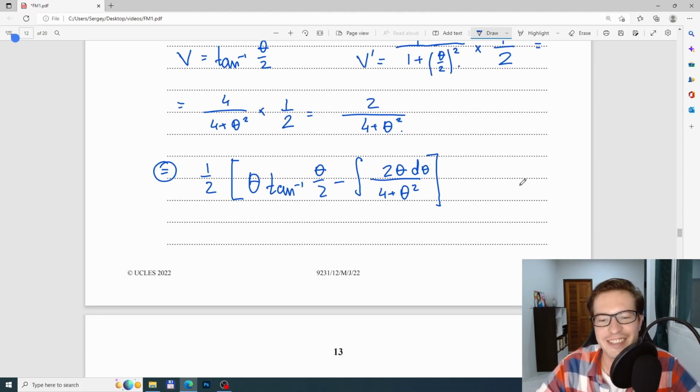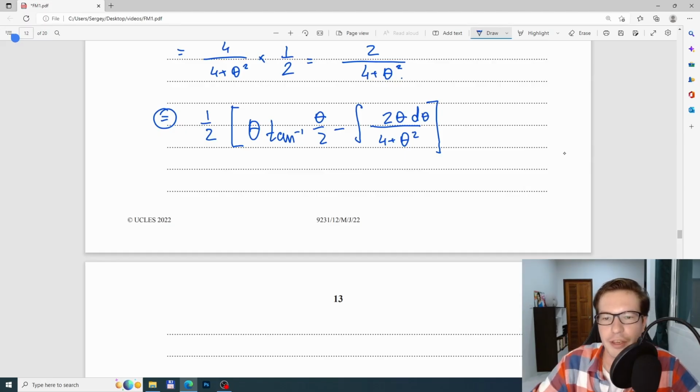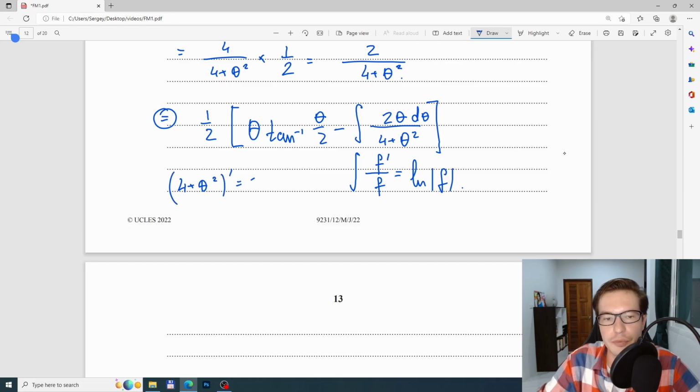Okay, now, how do we integrate this? Right, for that, we'll have to recall the formula. Integral of f derivative over f is equal to natural log of f. Okay, now, let's check the derivative of the bottom. 4 plus theta squared derivative is going to be 2 theta. So we don't have to modify anything. We already have that the top equals the derivative of the bottom. So that means we can apply the formula straight away.